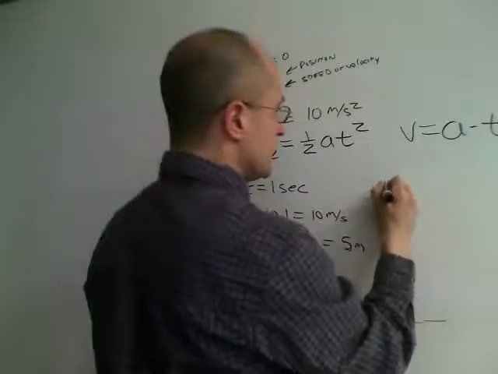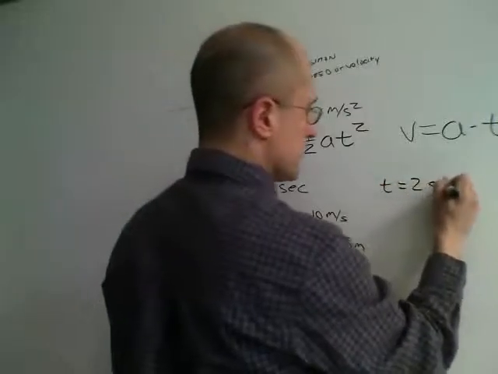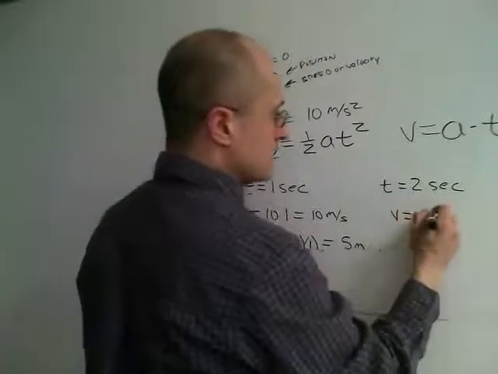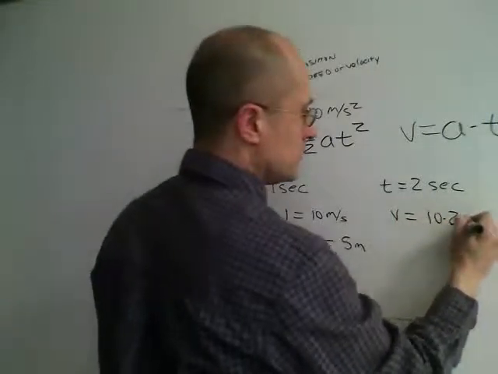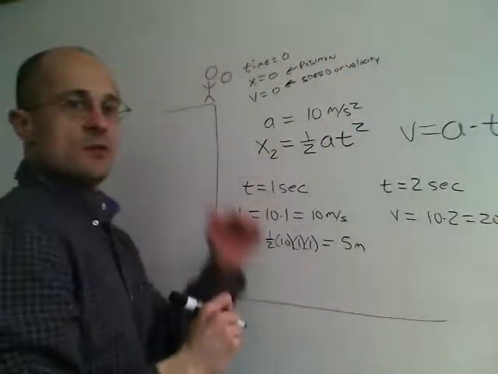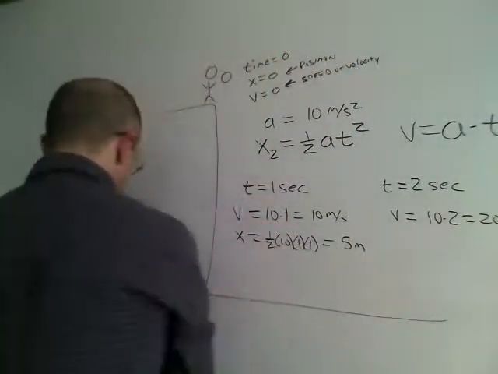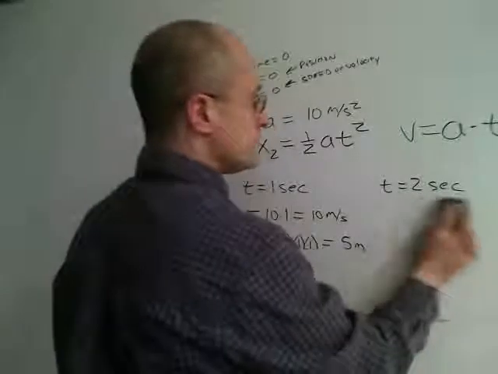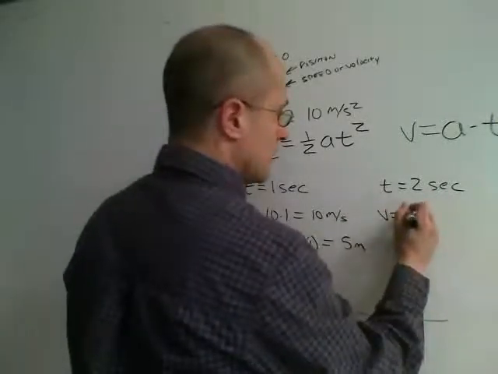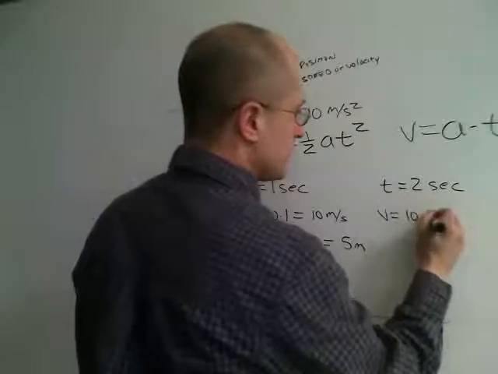What happens when t equals 2? Well, when t equals 2, the velocity is equal to 10 times 2, so now it's moving at 20 meters per second. So the velocity is going to keep going up by 10 meters every second.